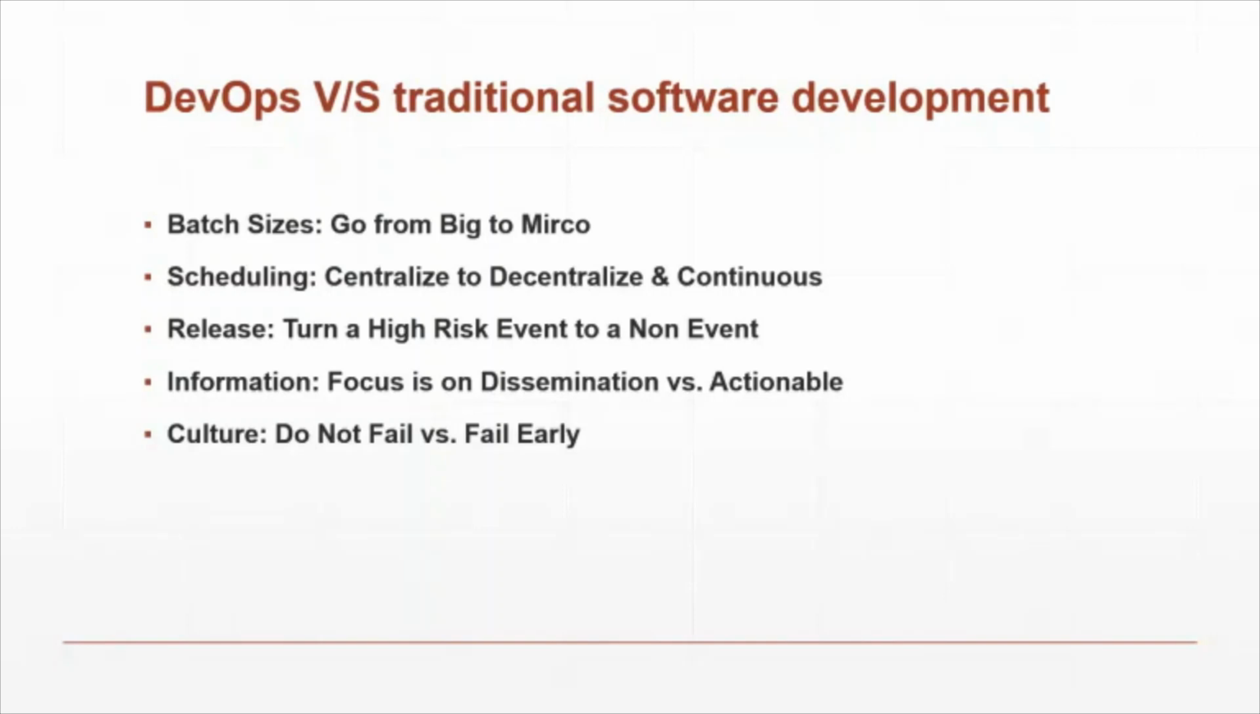Culture: do not fail less, fail earlier. Traditional IT is fundamentally risk averse, because the CIO's first priority is to not lose the business. So they are all focused on preventing failure, and because of that they deliver their projects late. So this is not a good thing, and they will not satisfy the client.